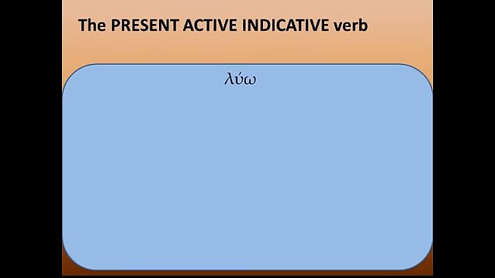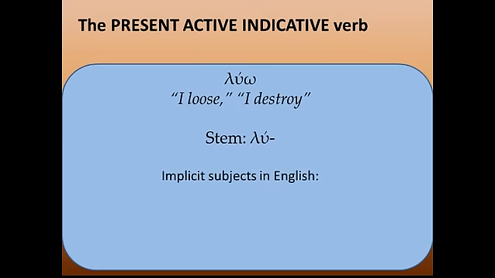Here is the verb that we are going to start with. It's the verb luo. And luo, lambda, upsilon, omega, can mean I loose, and it can also mean I destroy. The stem is lambda, upsilon. And the upsilon is always long in this stem. Lambda, upsilon, the stem for the verb luo. The ending indicates the subject.